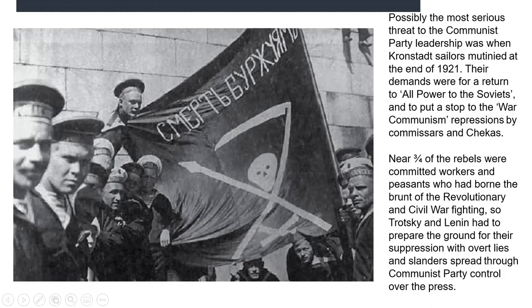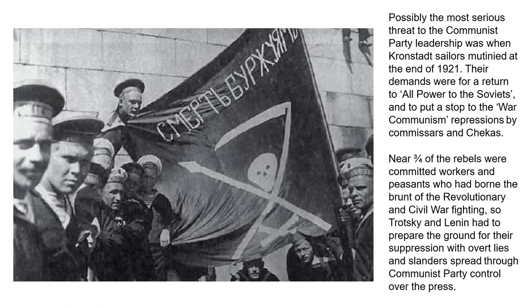So this is possibly the most serious threat to the Communist Party leadership. As I say, if the workers' opposition had acted at this point, they did object to what was going on, but they didn't act. And if they had acted, then it could have stopped what was about to happen.